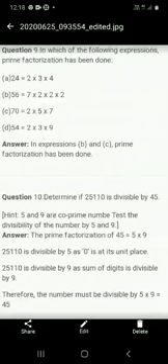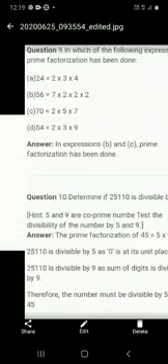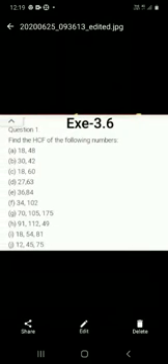Now you have question number 10, determine. Here you have to check divisibility by 45. 5 and 9 are co-primes, so you have to check the divisibility of this number by both. Therefore, the number must be divisible by 5 into 9, that becomes 45. Okay. We have completed exercise 3.5.